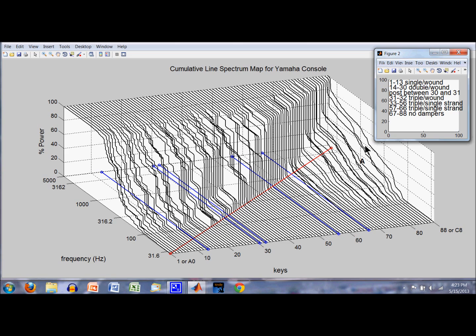See, there's quite a bit of hammer knock. Might even say there's a little bit more than there was for the Kanabi. But there's a similar characteristic of having, for example, the lowest notes, lowest keys, having no appreciable power at the fundamental or the second or third partial.